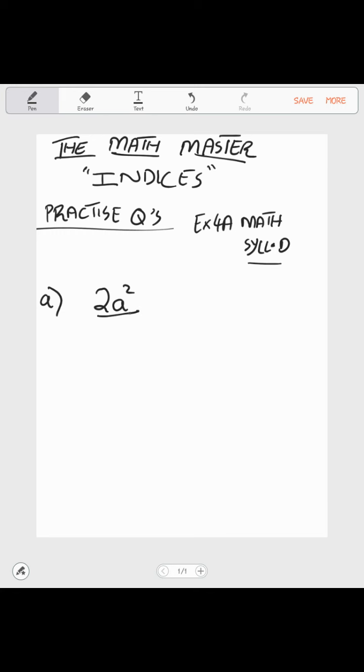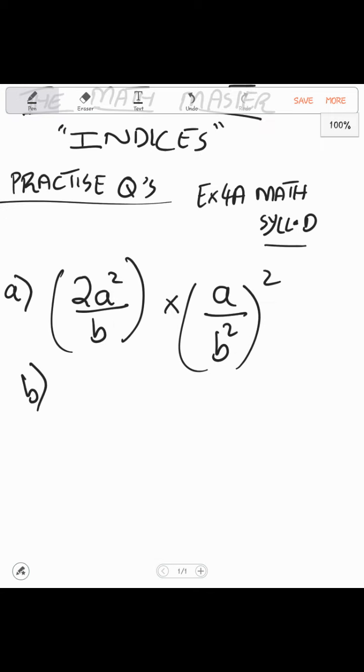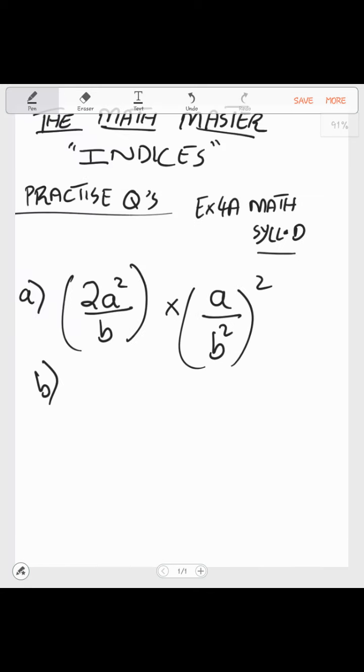2a squared over b, into a over b squared, over 2. This is the first question. Just to give you a hint, there is 2a squared over b and a squared, so square the terms and then do it. And the second question is very easy as well.